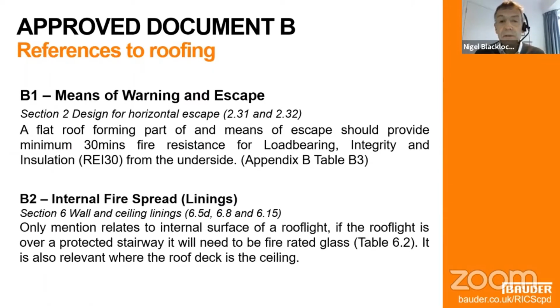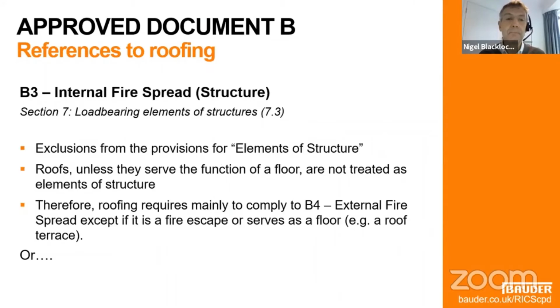Also, talking about ceilings, we have B2, and the main thing that B2 covers is internal spread with regard to linings. The main relevant area here from a flat roof point of view is mainly roof lights, which is a reasonable chunk about roof lights there. But otherwise, also if there is an exposed deck, so if you had no ceiling and you looked up and all you could see was the deck, then you would need to take special precaution there for what the deck is.